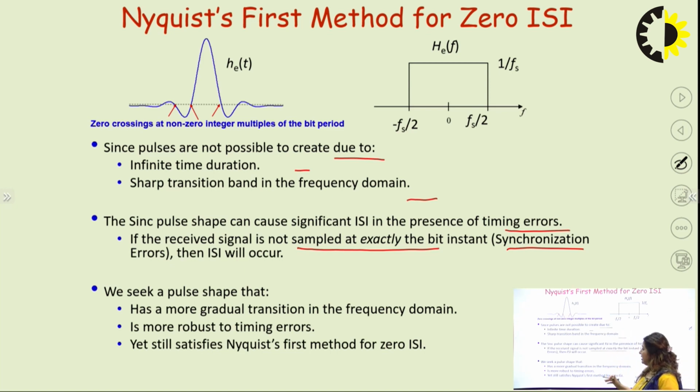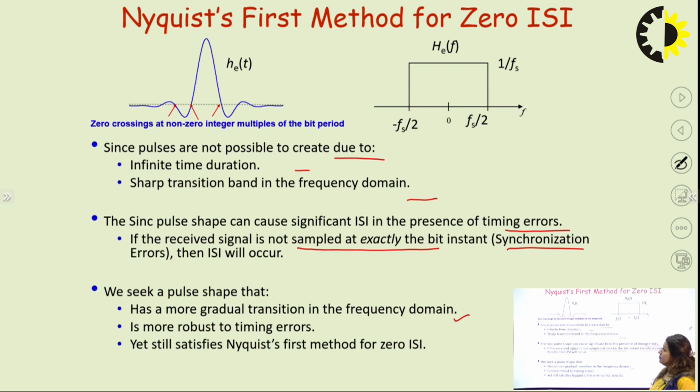So we seek a pulse shape that, first, has a more gradual transition in the frequency domain; second, is more robust to timing errors; and third, still satisfies Nyquist's first method for 0 ISI. So we require a pulse which has a more gradual transition in the frequency domain, so that it doesn't overlap with the next pulse when there are some timing errors. If there are some synchronization errors, it should be robust to them, yet still satisfy Nyquist's first method for 0 ISI.